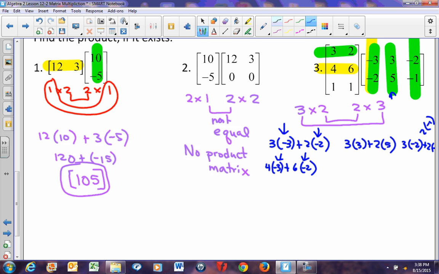And if you set it up right, it's pretty easy once you've done the first column, the first row, I should say. Then we're going to do 4 times 3 plus 6 times 5. And then finally 4 times negative 2 plus 6 times negative 1. That's a little bit better space.